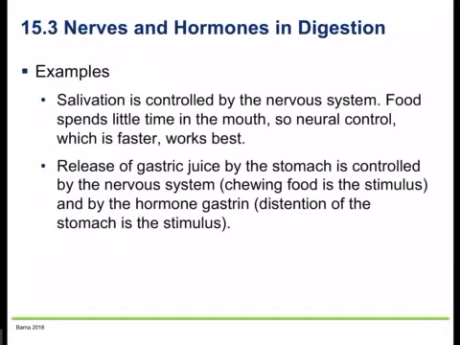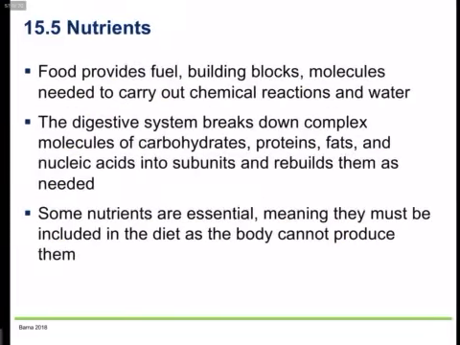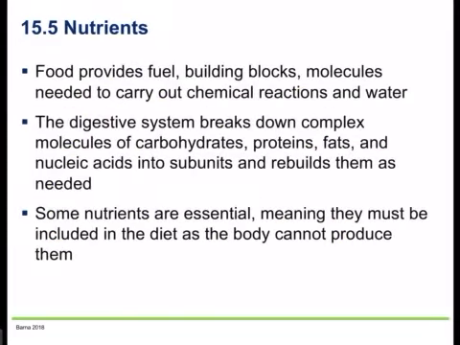Salivation is controlled by the nervous system. The release of gastric juice is controlled by the nervous system. The hormone gastrin too. You can spend up to 4 hours in the stomach, and so that's why they talk about eating slow. You can see here just talking about different things, and which is the nervous system and which is the hormone system right there. Enzymes from the small intestines and the pancreas and bile right there. These are neural reflexes, so it's a little bit quicker. Hormones as well can be secreted from the small intestines. So we have a dance of both of these here.